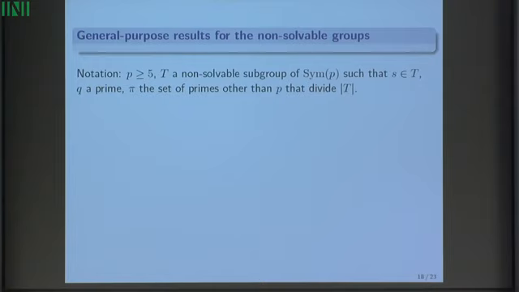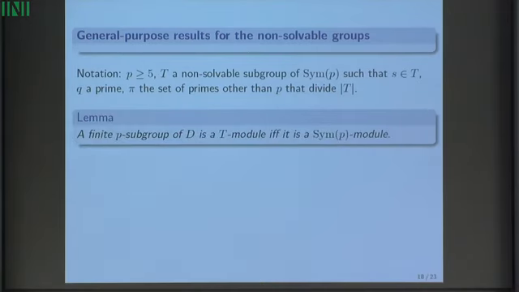So let T be any non-solvable transitive subgroup of Sym(p). We'll assume, as always, that we've got our canonical p-cycle in T, and pi is the set of all primes dividing the order of T other than p. q is any prime. So I'll mention two general results for the submodule listing problem first.